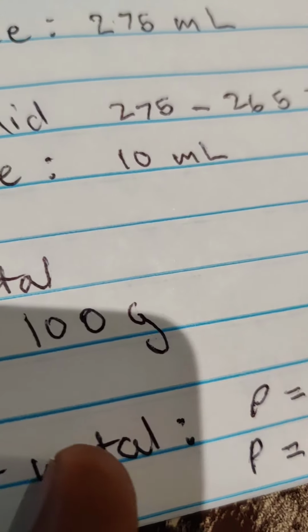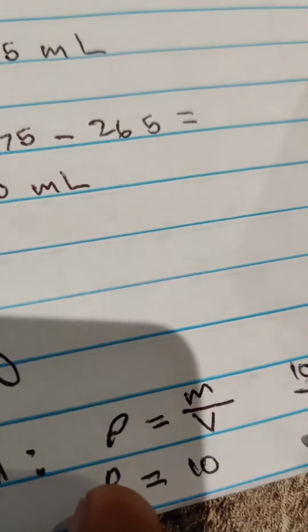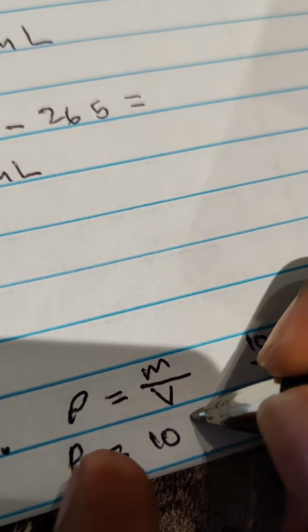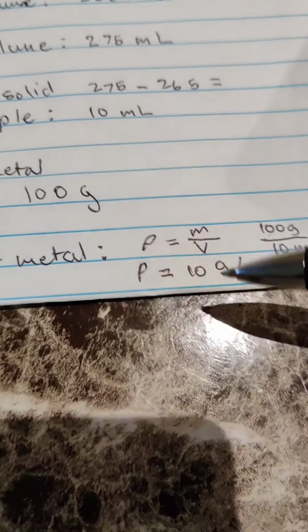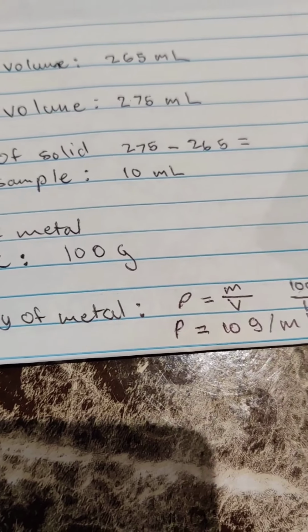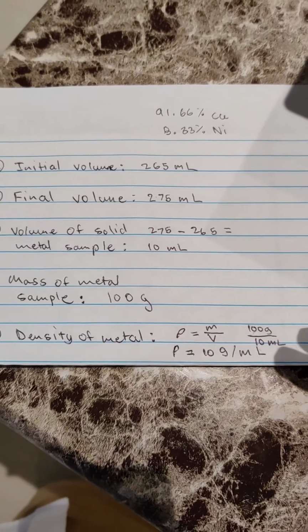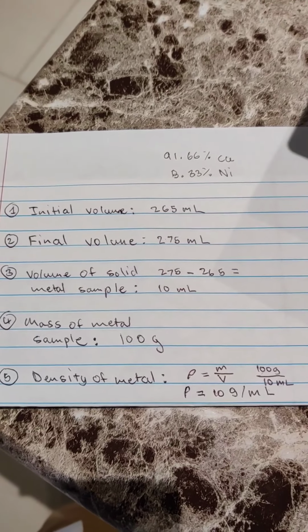of 10 grams per milliliter. So that's your final density. So that's how you find the density of an irregular shaped object.